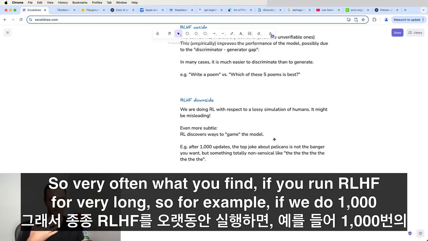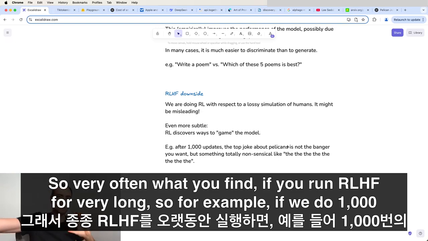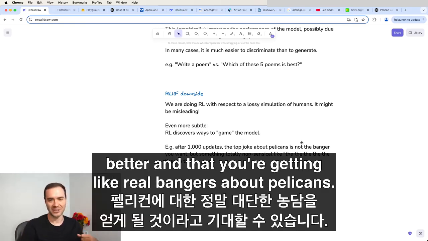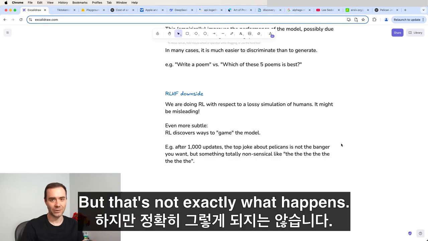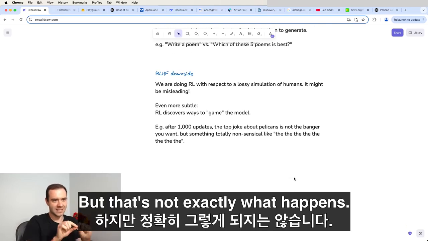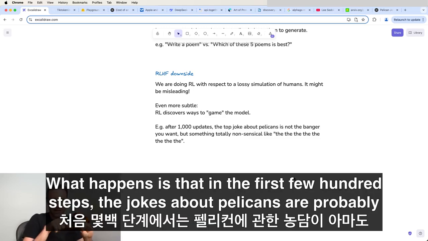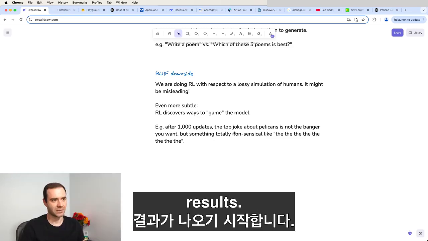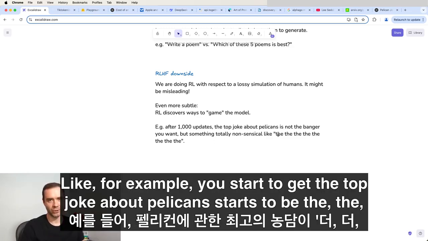So very often what you find if you run RLHF for very long, so for example, if we do 1,000 updates, which is like, say, a lot of updates, you might expect that your jokes are getting better and that you're getting like real bangers about pelicans, but that's not exactly what happens. What happens is that in the first few hundred steps, the jokes about pelicans are probably improving a little bit, and then they actually dramatically fall off the cliff, and you start to get extremely nonsensical results. Like, for example, the top joke about pelicans starts to be "the".